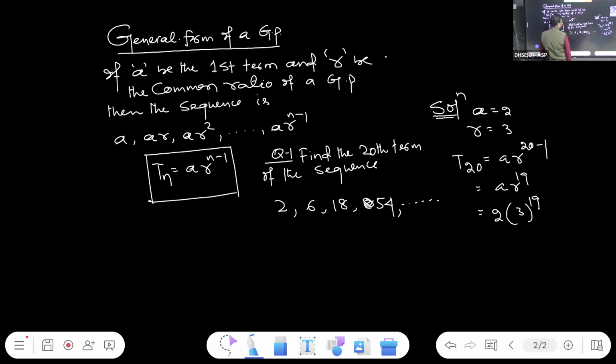Okay, let's write down the sum of n terms of a GP. Sum of n terms of a GP.